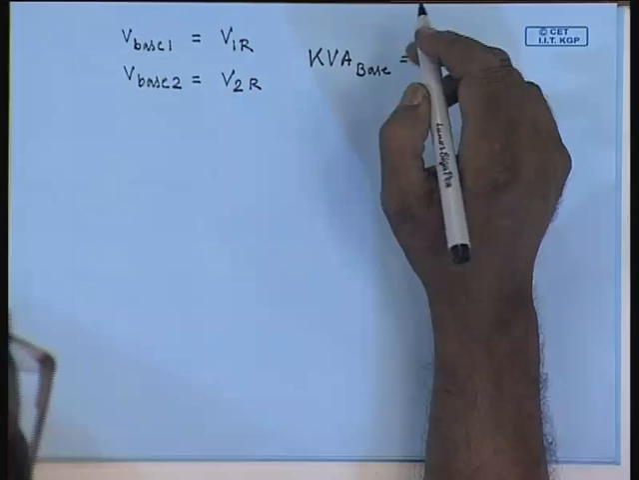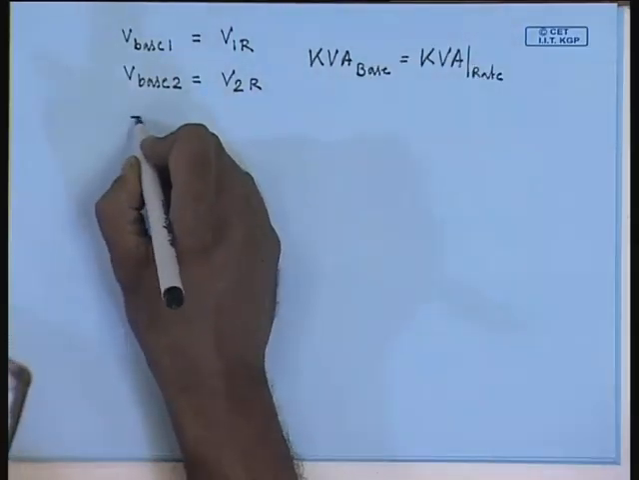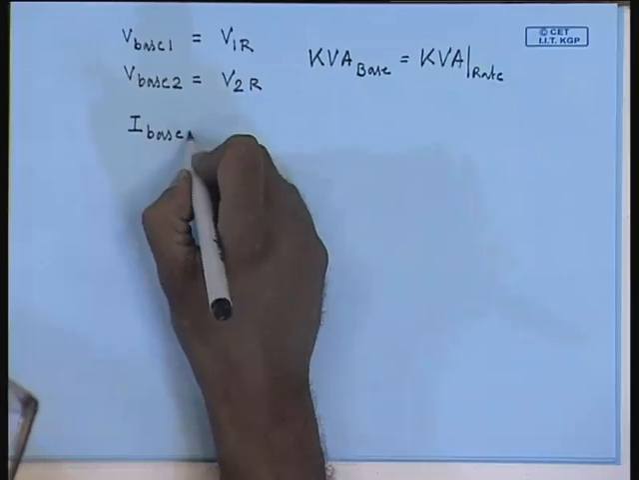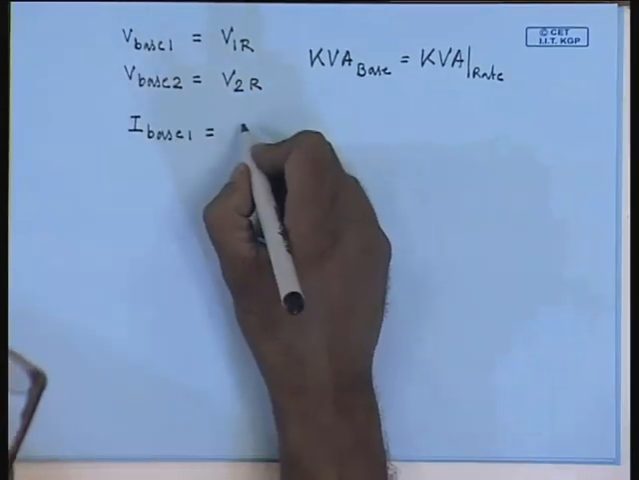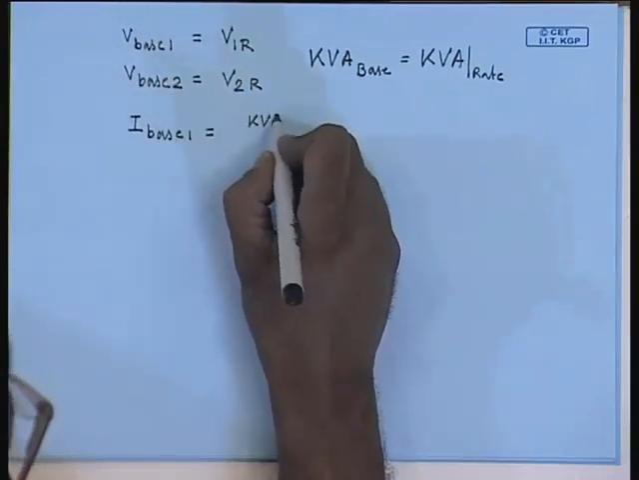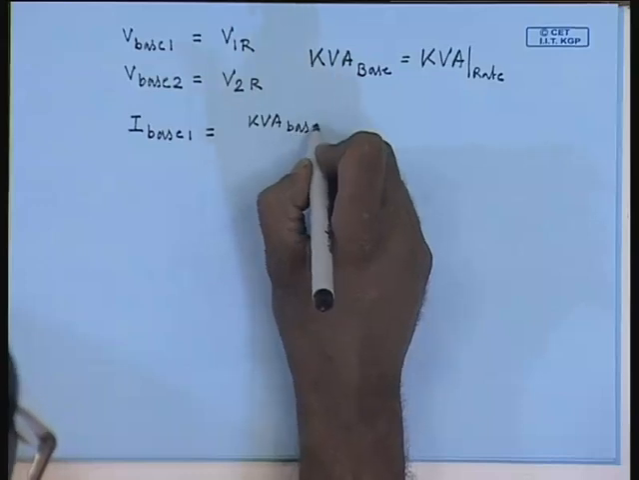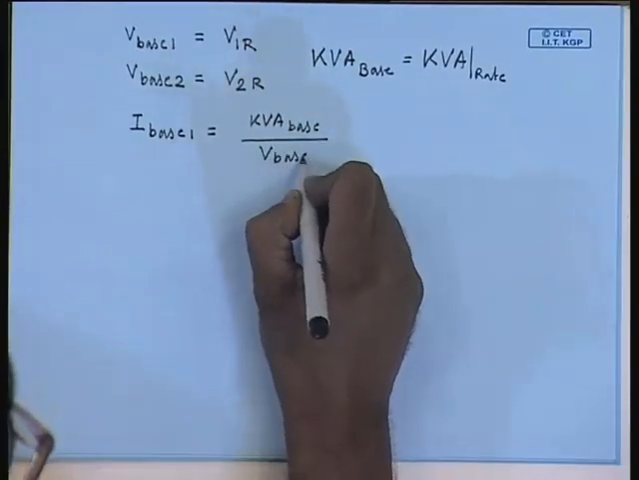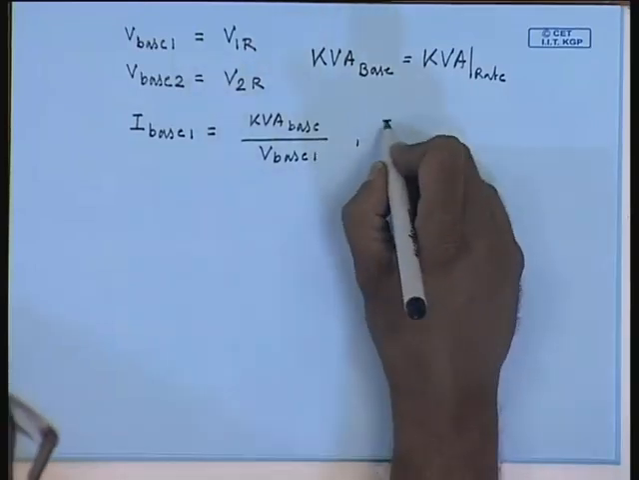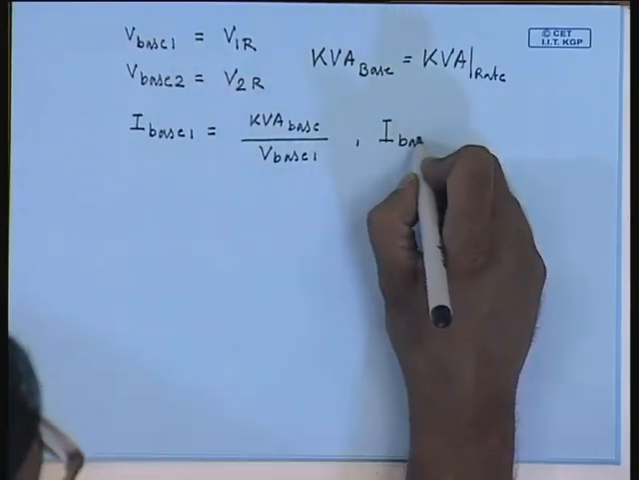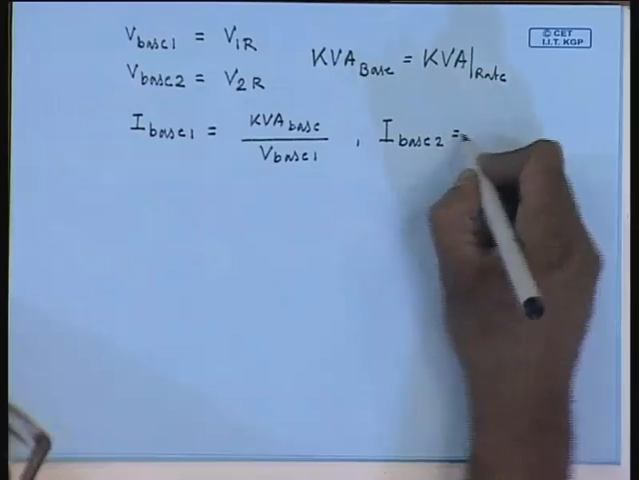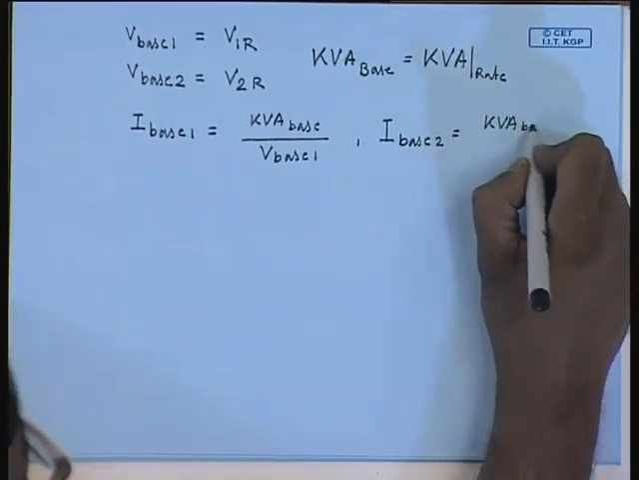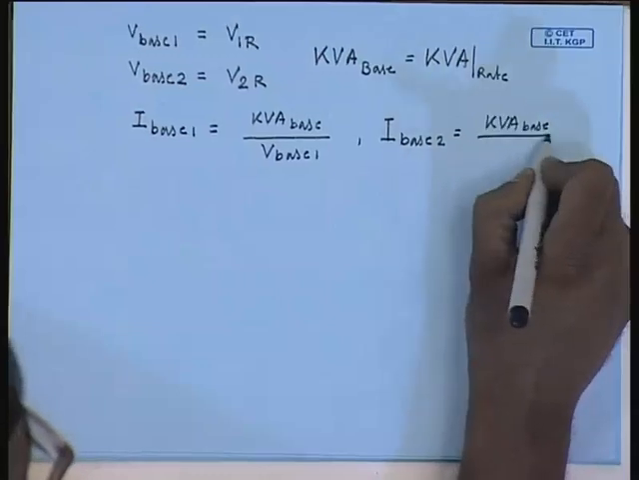From these bases, we can define the base currents: I base 1 equal to kVA base divided by V base 1. Similarly, I base 2 equal to kVA base divided by V base 2.